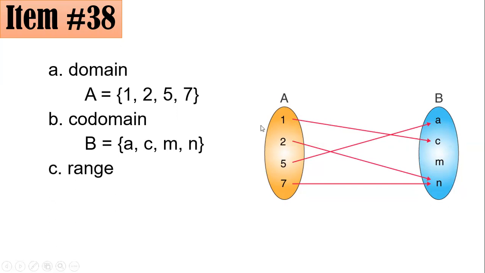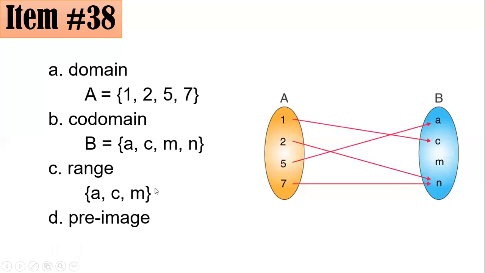Your range, if you could take a look: 1 is mapped to C, 2 is mapped to N, 2 and 7 are both mapped to N, and 5 is mapped to A. You could see that M has no pre-image in the set A. Even though your codomain is A, C, M, and N, when we speak about the range, it is only the set of elements that have a pre-image. But since M has no pre-image, only A, C, and N are in the range.